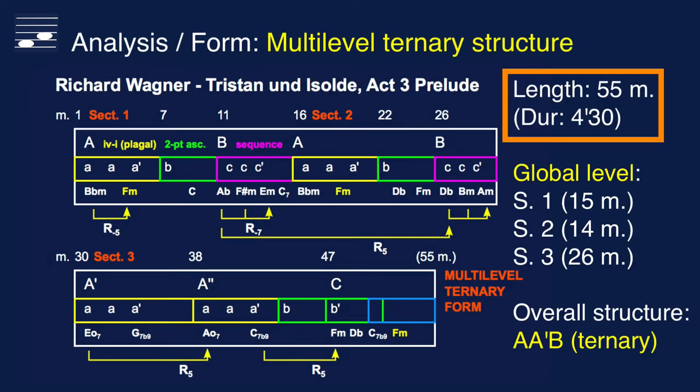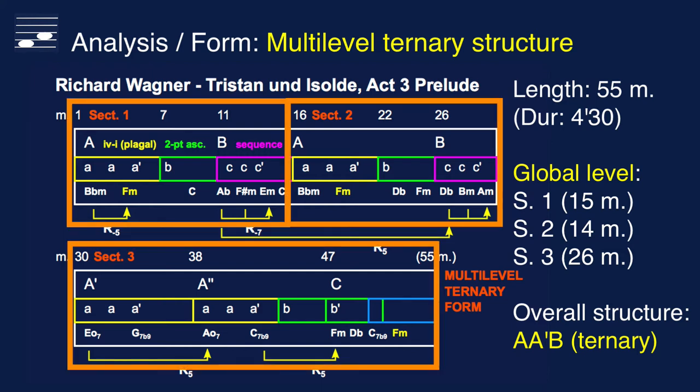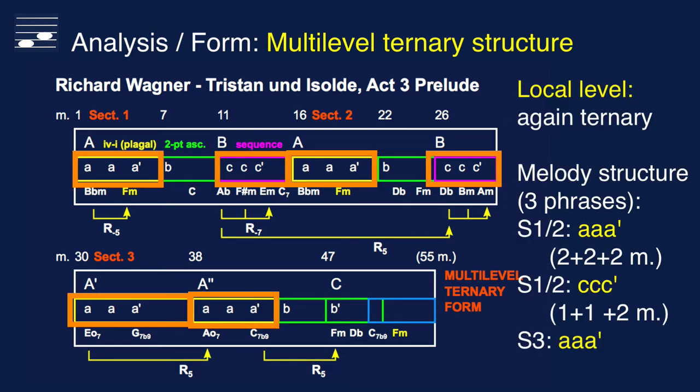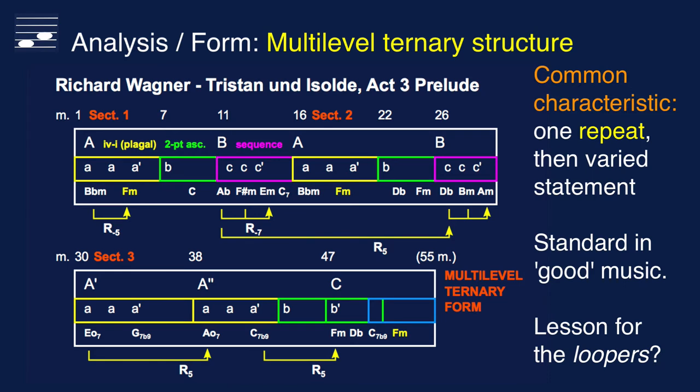The prelude is 55 measures long in 4/4 time signature. The key is F minor. The form reveals a multilevel ternary form. On a global scale, we have three sections of different length and A, accent B, or if you prefer, accent structure. At an intermediate level, and based on the thematic material within each section, we also find ternary structure ABC, ABC, and AAB. Finally, looking at the melody phrases, again there is ternary structure, where a phrase is repeated and then varied. This is a common characteristic of and well-known quality in classical music.